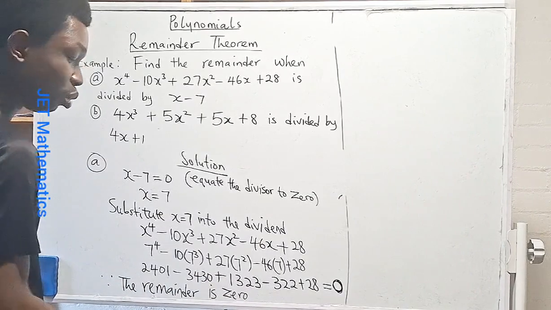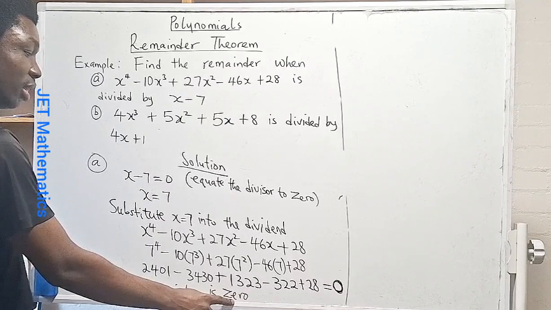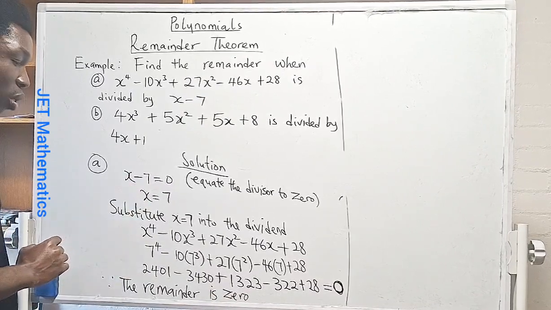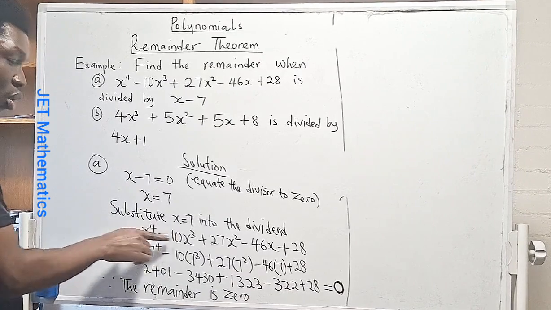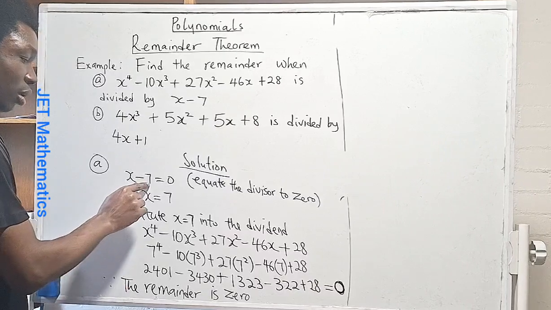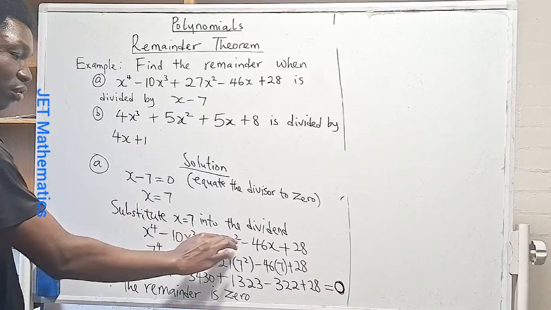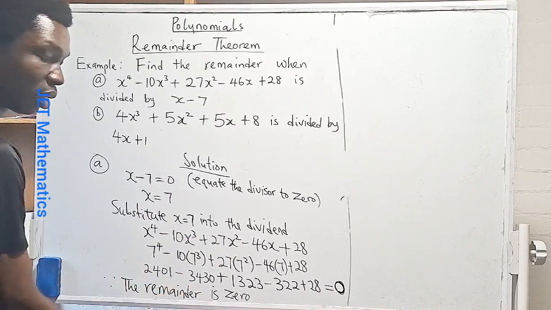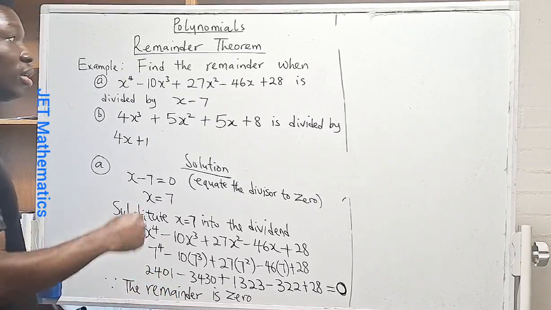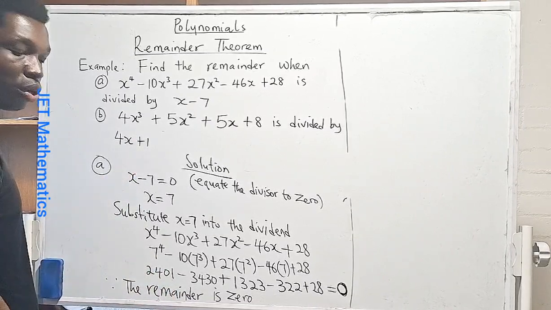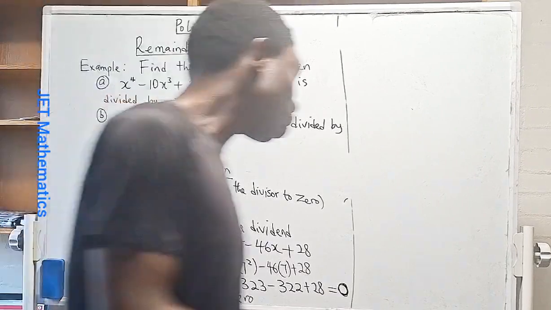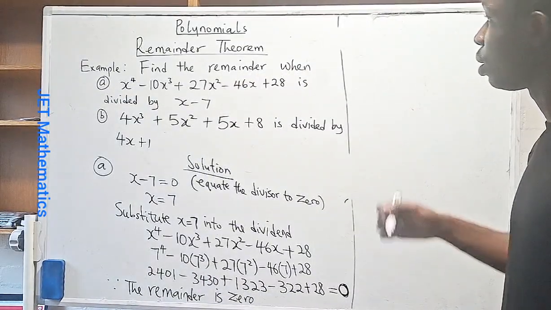Now take note, when the remainder is 0 like this, it implies that x minus 7 is a factor of this polynomial, because the remainder is 0. We'll see that when we discuss the factor theorem in our next video. Okay? Quickly, let's see the B part.